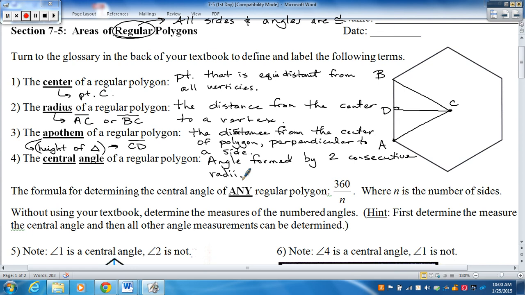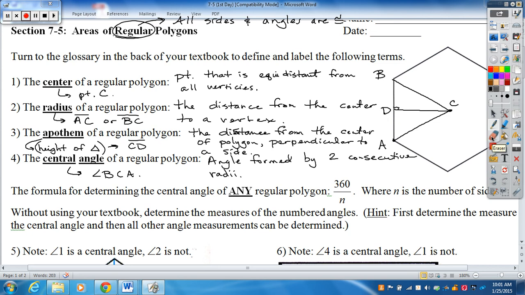Okay, and so an example of this you could use for the central angle, angle BCA is a good example of a central angle. Now, before we move on from here, I'm going to give you 3 formulas today, but the most important one is going to be this one right here, and that's this.